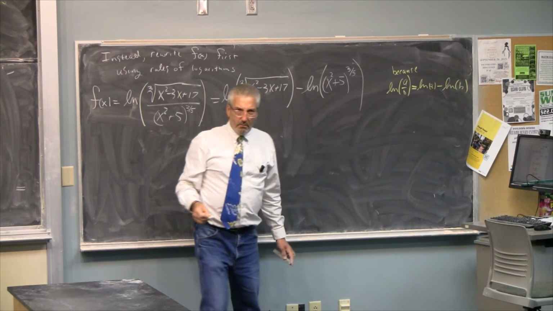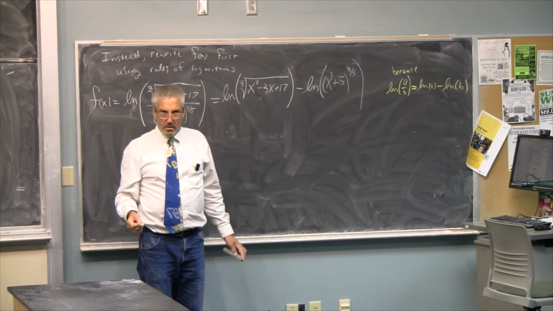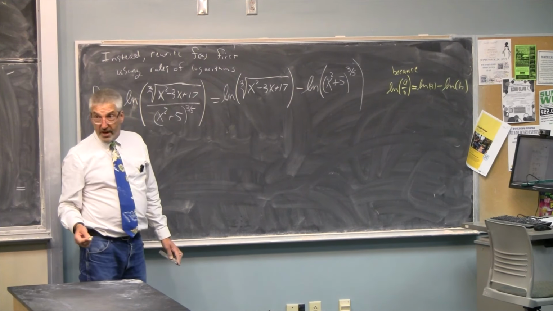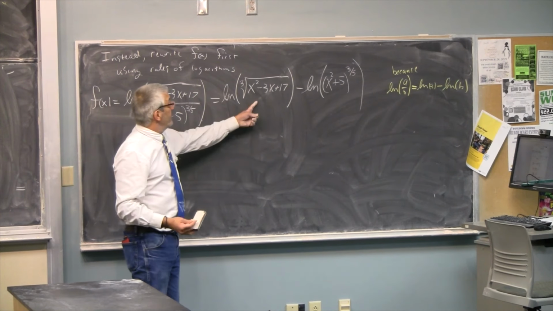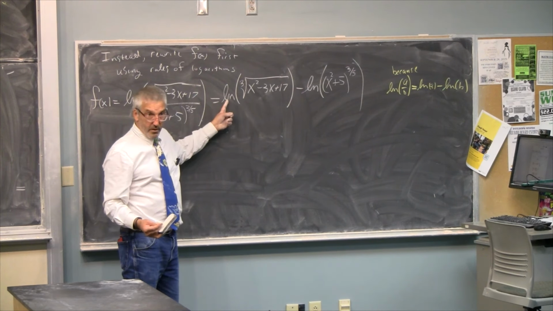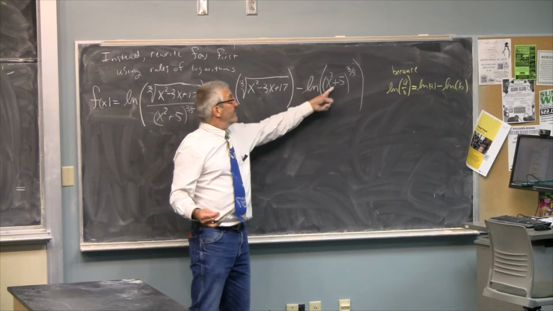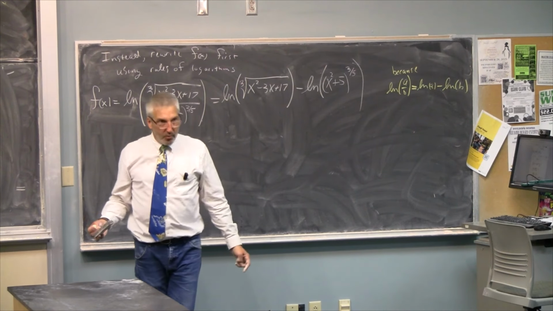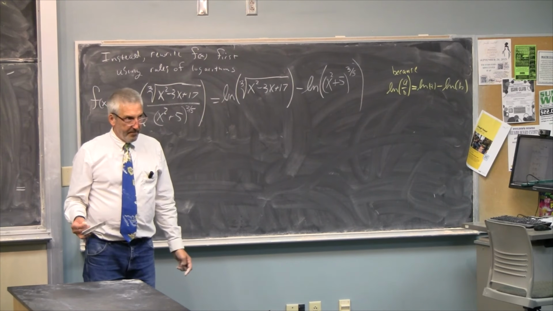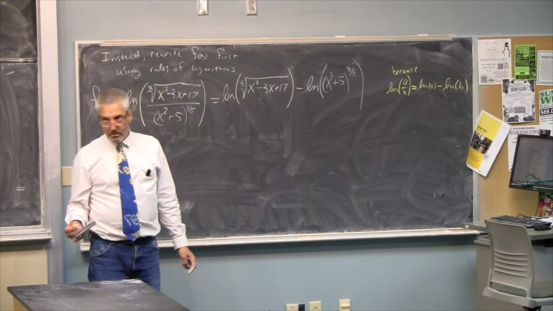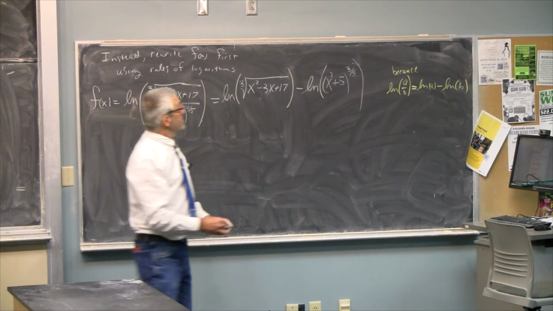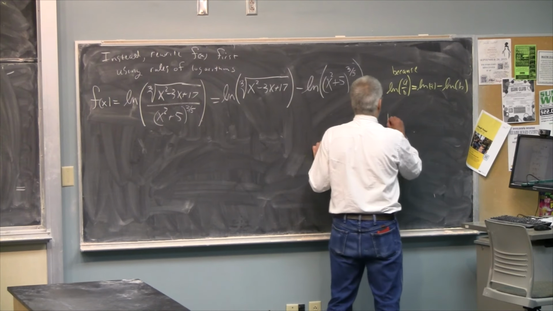All right, what now? It still looks like a triple chain rule problem. I've got a function inside of a function inside of a function. It looks like a double triple chain rule problem. Well, remember this rule of logarithms.